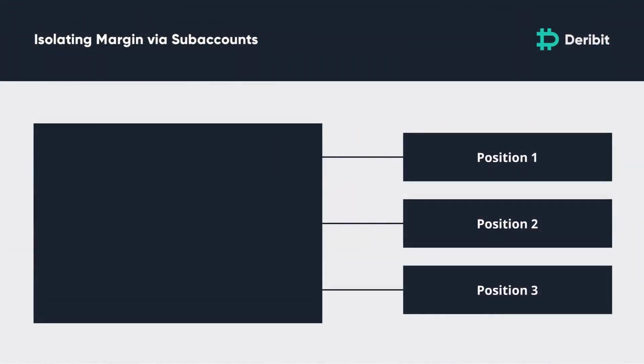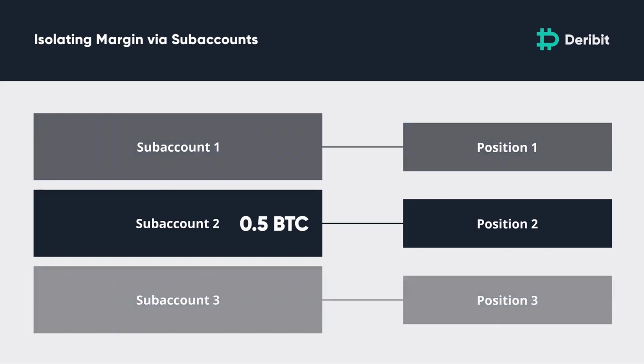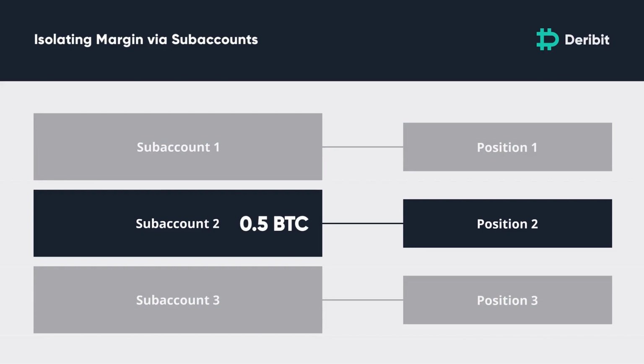To reiterate, one of the most useful features of subaccounts is the ability to isolate a position or a portfolio of positions and assign a specific amount of margin to be used only for that account. For example, if you have a group of positions that you only want to risk 0.5 BTC for, you can simply move 0.5 BTC to a subaccount and open the positions there. They are then isolated from any of your other accounts, both in terms of margin allocation and positions.